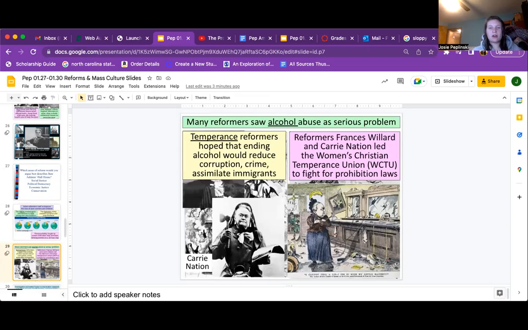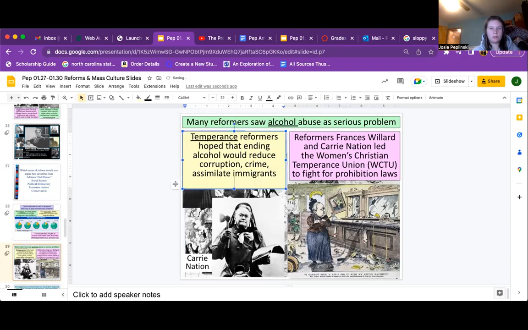Many reformers saw alcohol abuse as a serious problem. Temperance reformers hoped that ending alcohol would reduce corruption, crime, and assimilate immigrants. What does it mean to assimilate? That is an important word that you will need to know. Assimilate essentially means trying to make them like the main, quote, main society. Trying to eliminate the culture of the place where they immigrated from and in favor of the mainstream culture of the United States.